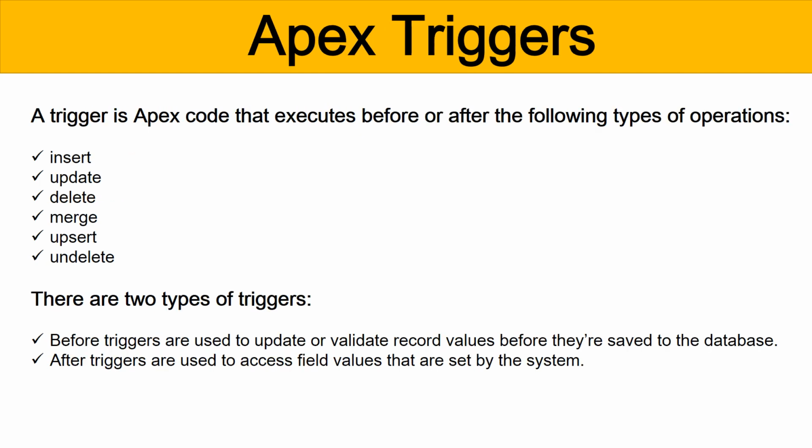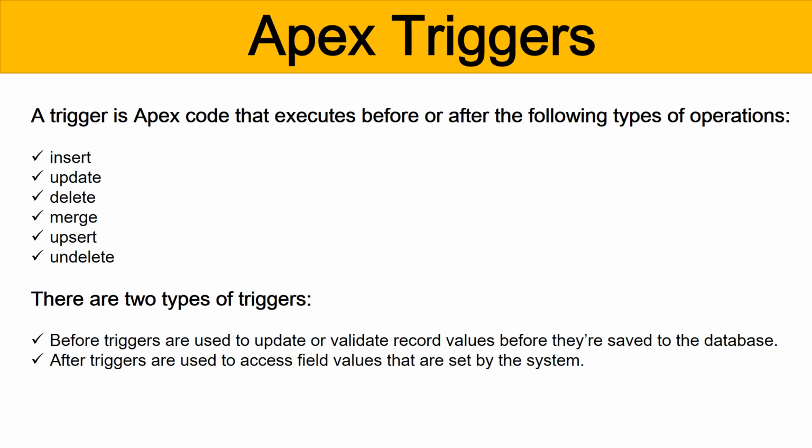A trigger is Apex code that executes before or after the following types of operations: insert, update, delete, merge, upsert, and undelete. There are two types of triggers. Before triggers are used to update or validate record values before they're saved to the database. After triggers are used to access field values that are set by the system, such as a record's Id or last modified date field, and to effect changes in other records, such as logging into an audit table or firing asynchronous events with a queue. The records that fire the after trigger are read-only.